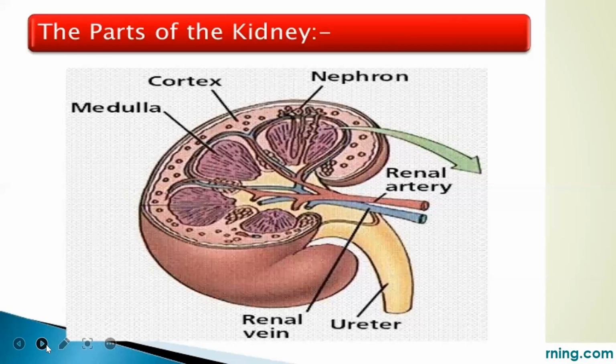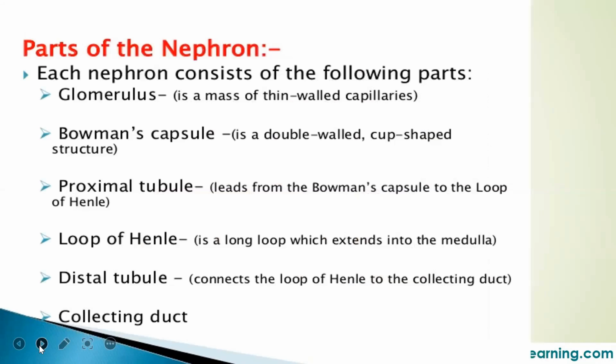Okay. Now, these are the parts of the kidney: cortex, medulla, nephron, then renal artery, renal vein, and this is a ureter. Now, when we study the parts of the nephron, each nephron consists of the following parts: glomerulus, Bowman's capsule, proximal convoluted tubule, loop of Henle, distal convoluted tubule, and collecting duct.